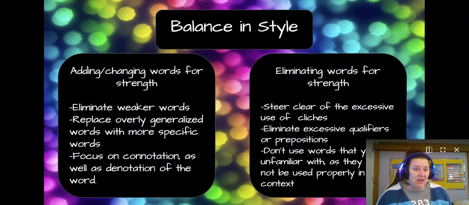You also want to eliminate excessive qualifiers or prepositions. That's all kind of the fluff, right? Those are the extraneous words that we don't necessarily need. You want to stay focused and to the point.